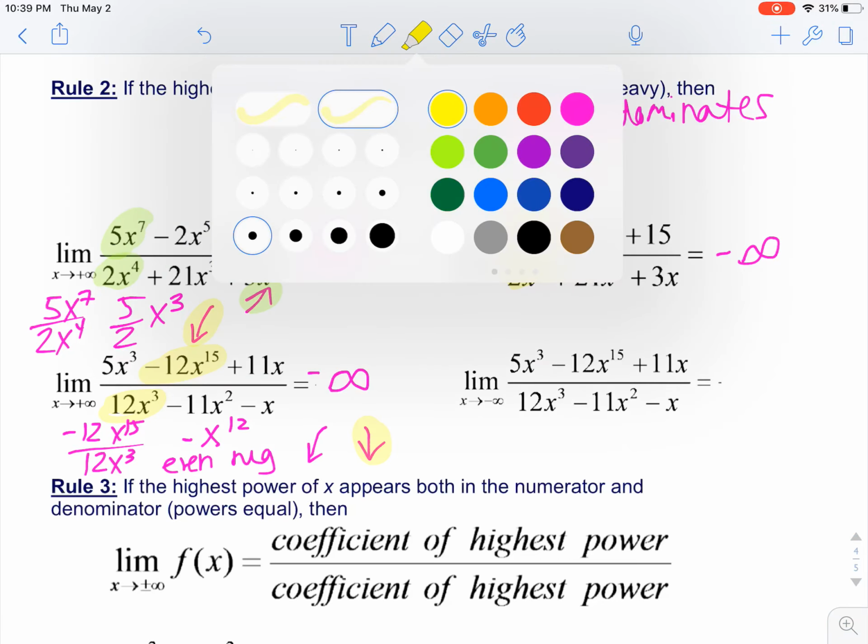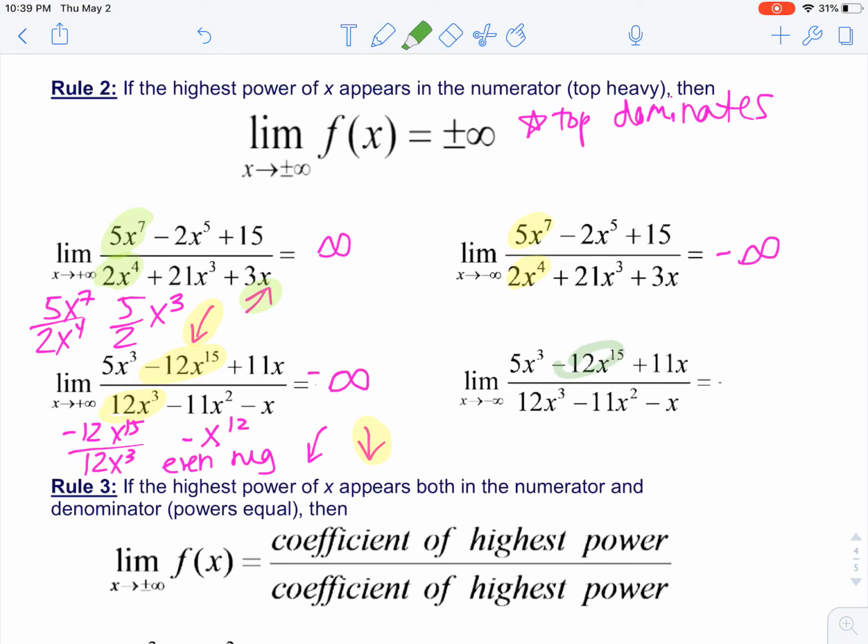Okay, again, same function. So you'd simplify to negative infinity. You're still decreasing without bound, so it's negative infinity.